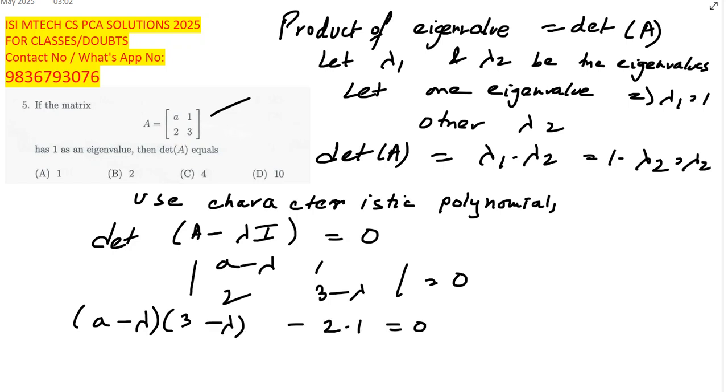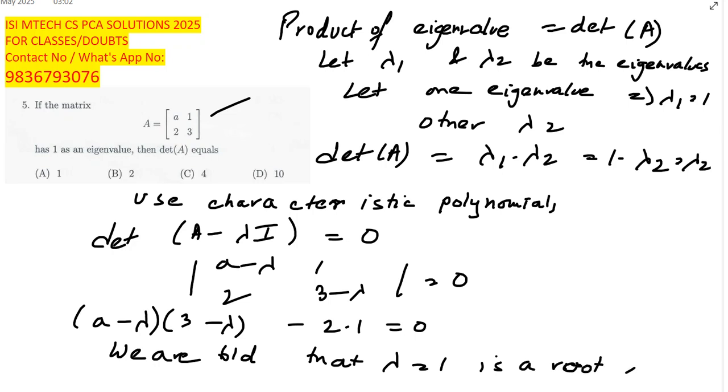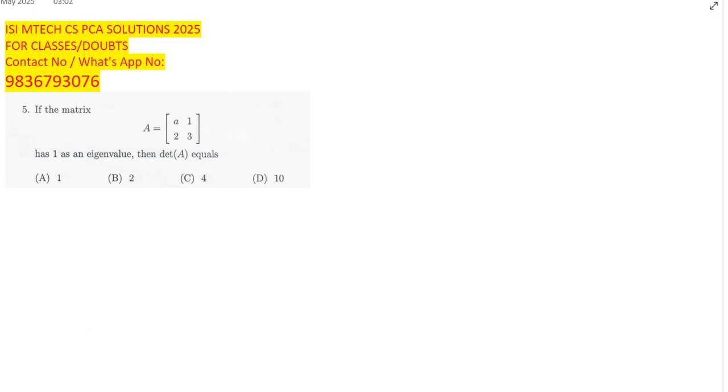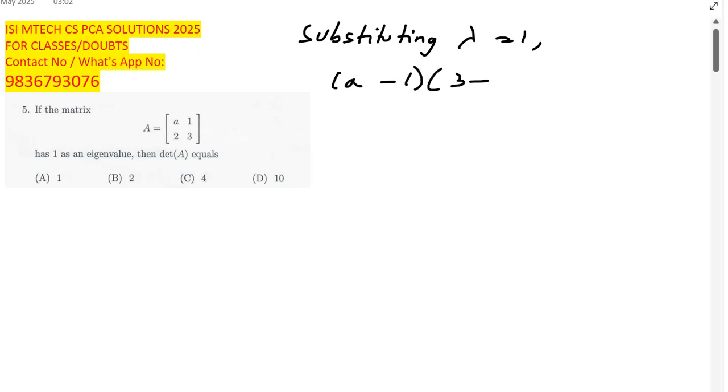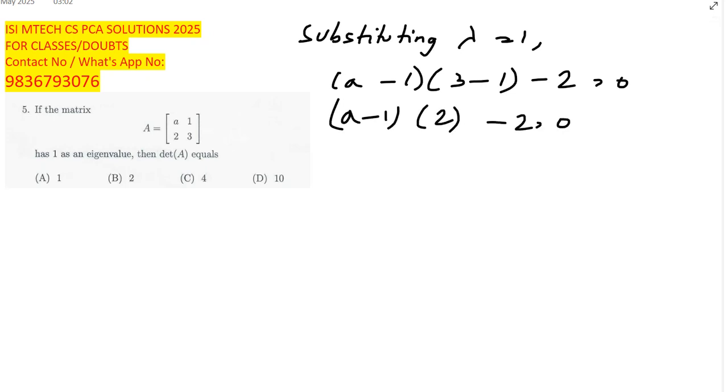Now we have to remember here that this is a root, correct? So now since we are given this, we will substitute lambda being 1, then our calculation will be easier. So let's substitute it and find out. So substituting, a minus 1, 3 minus 1 minus 2, a minus 1, 2 minus 2 is 0.